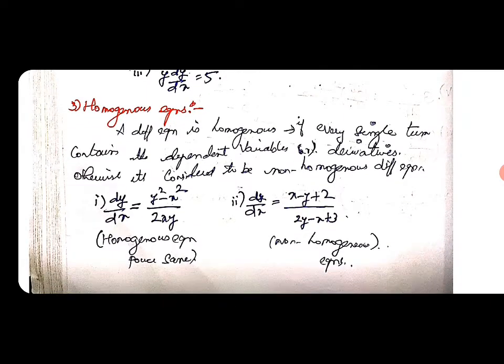Then we can see an important part, the homogeneous equation. A differential equation can be stated as homogeneous if every single term contains the different variable or derivatives, otherwise it is considered to be a non-homogeneous differential equation.